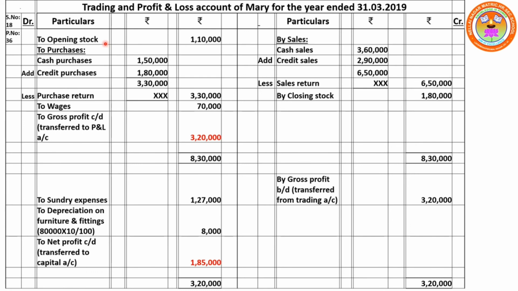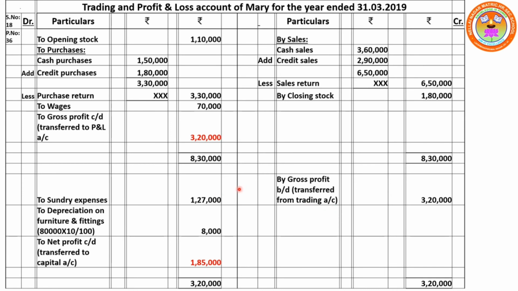Then the next item, by closing stock. Look at the two date details. Under the stock of goods, the second date will be taken as closing stock value, 1,80,000. Now the total of the credit side is 8,30,000. So this 8,30,000 total will be written on both sides. So take the difference between credit side and debit side. The difference amount is called gross profit, 3,20,000. Inside the bracket, transferred to profit and loss account. The answer which we get under the trading account will be brought forward to the profit and loss account.